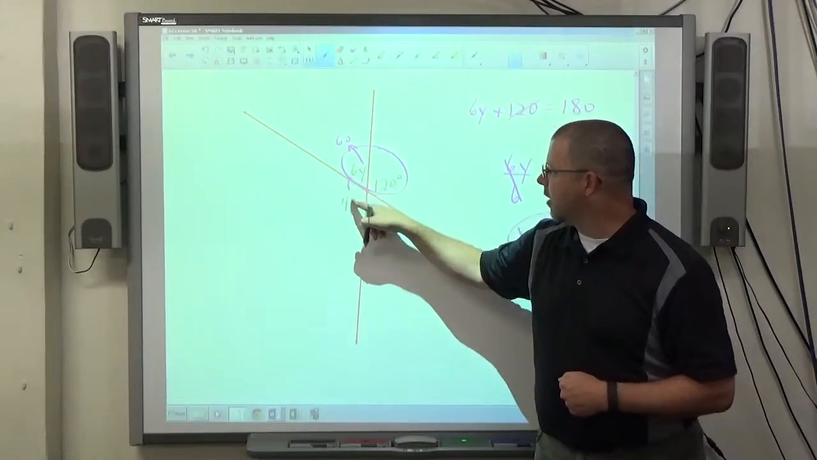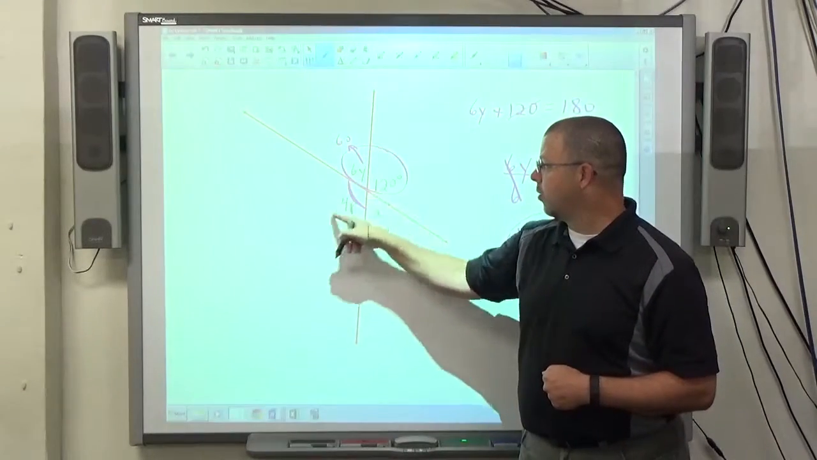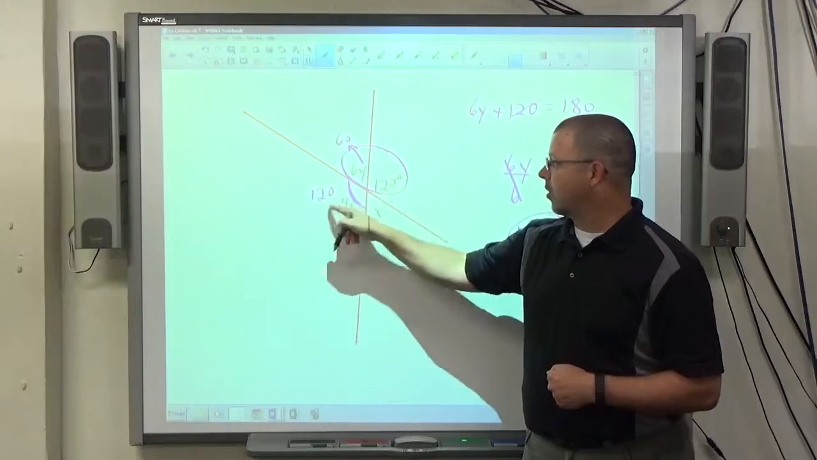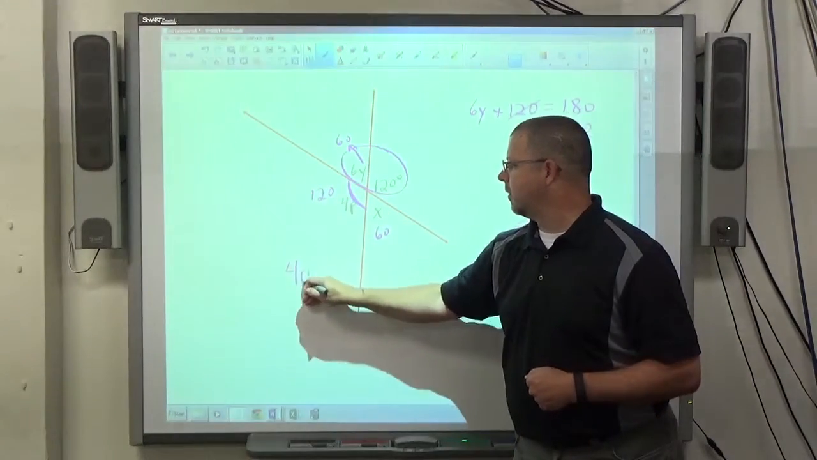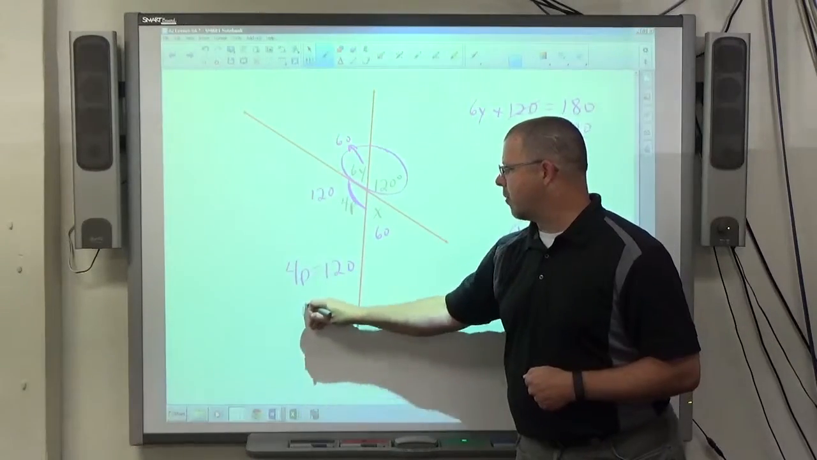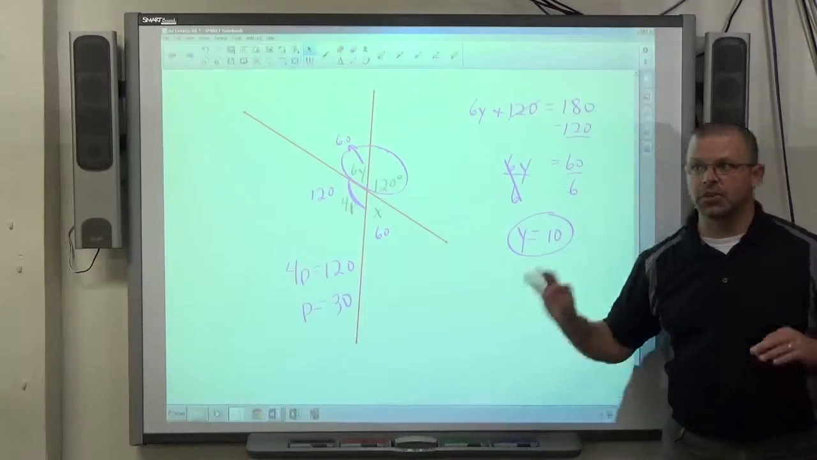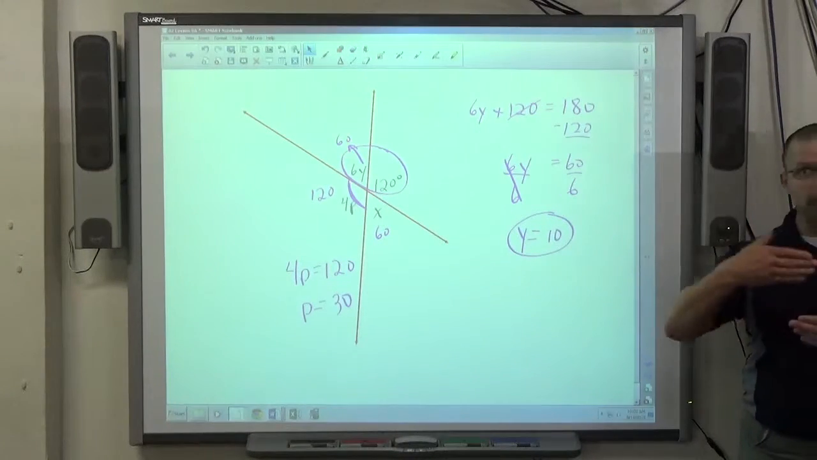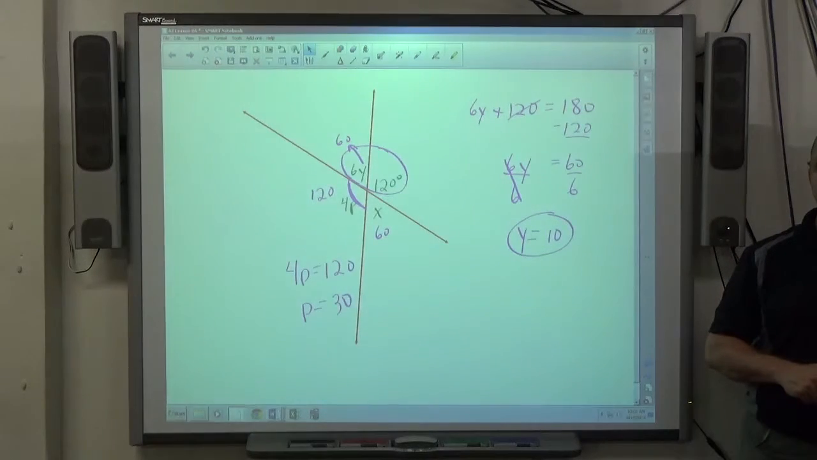How big is this angle here? Not what is P, but how big is the angle? The angle's 120, right? Yep. Because vertical angles are equal. But P doesn't equal 120, 4P equals 120. So divide by 4, you get P equals 30. So just be cautious of a problem like that: if there are numbers in front of the letters, you still have to solve for the letter, even though the angle measures something different.